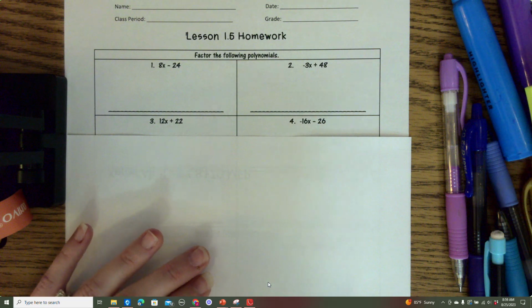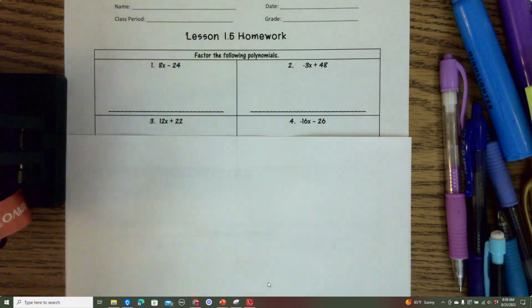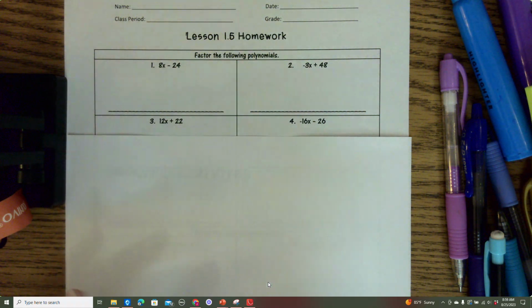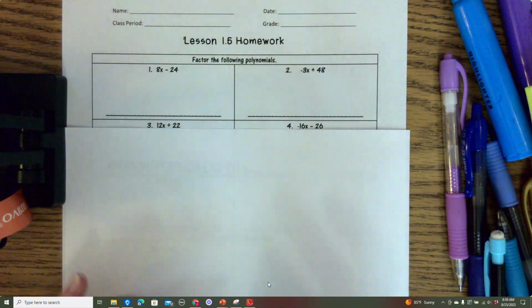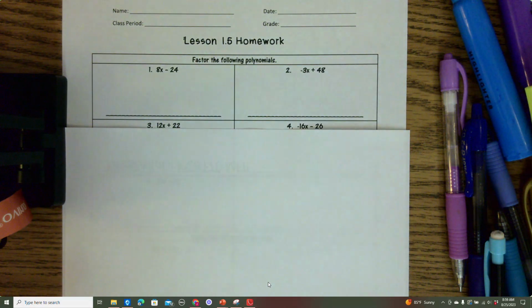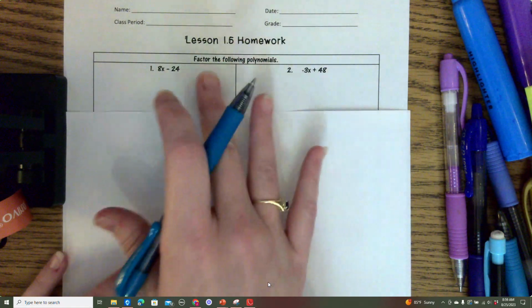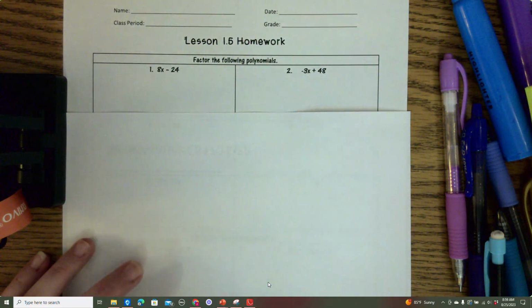So this video is for the lesson 1.5 homework. We are going to factor and we are going to divide. So factoring. Factoring is doing the opposite of the distributive property. Okay? So we need to know our factors.